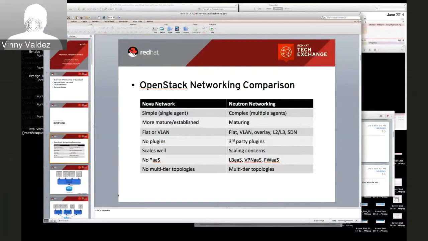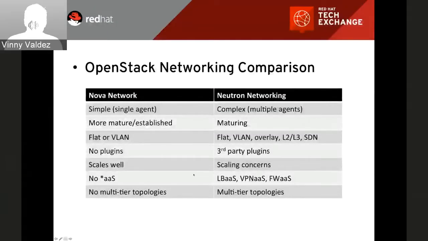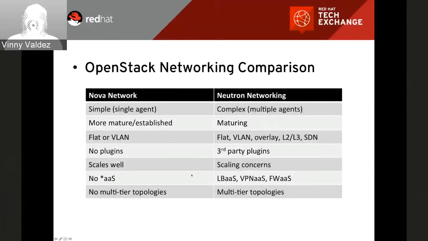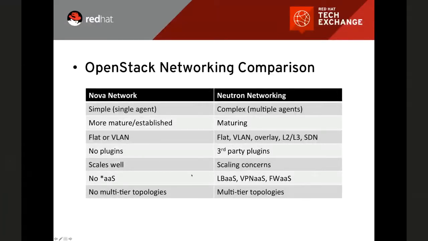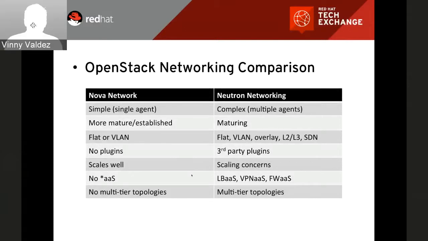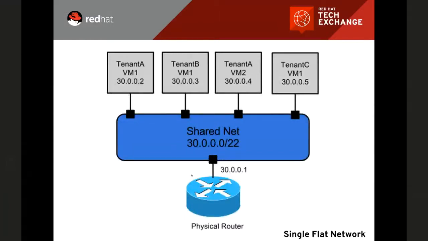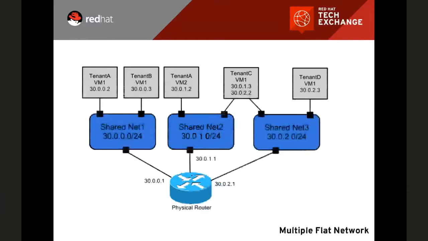So this is a single flat network. This is really just representing the absolute basic, simple topology that you can have. This is supported by Nova Network as well as Neutron. So we're just seeing one network here with several tenants. The next extension up from this would be a multiple flat network. So again, very simple: 3 different networks all running off one physical router. Tenants have access to various networks depending on what the administrator is giving them access to.